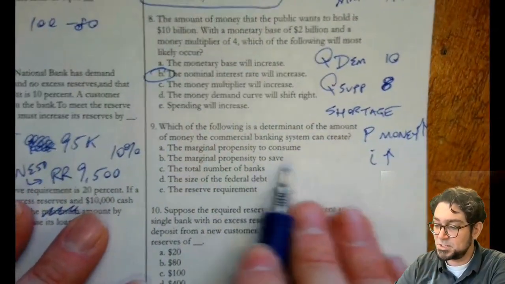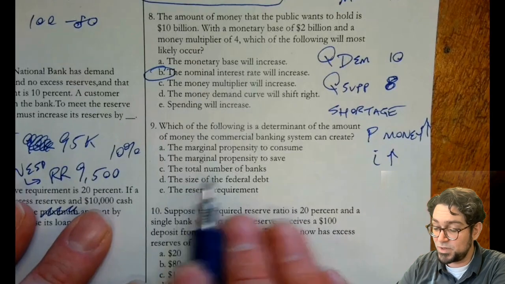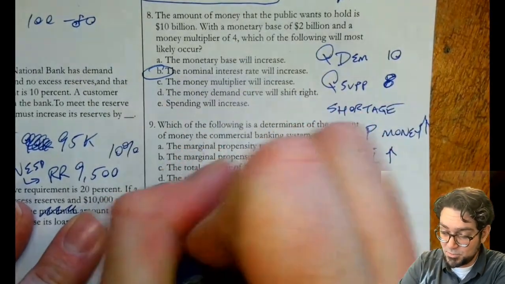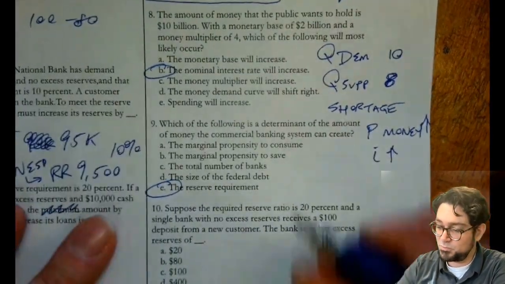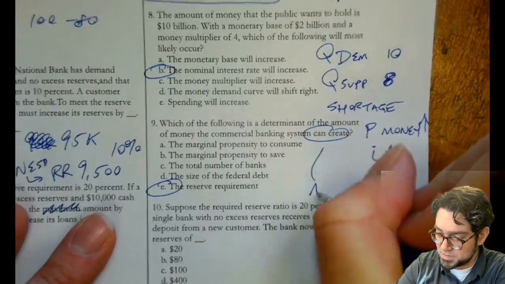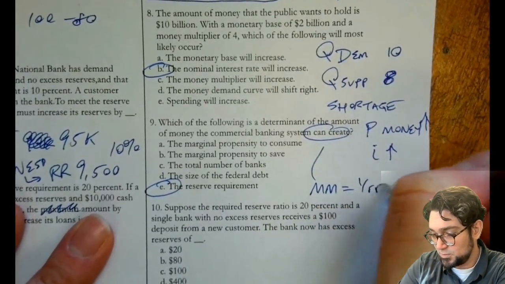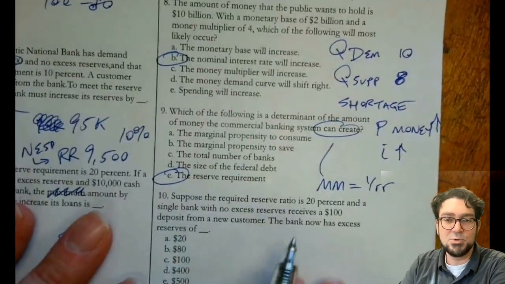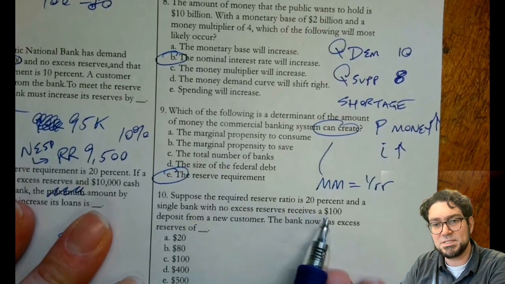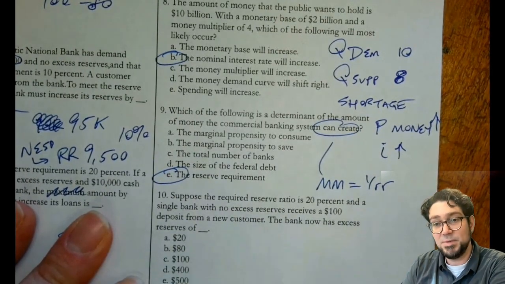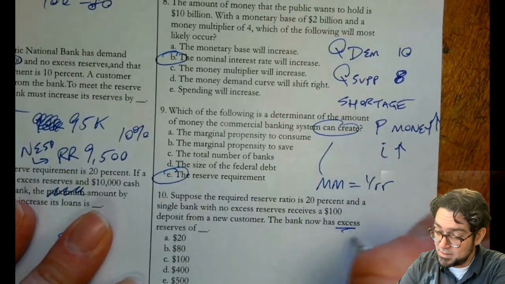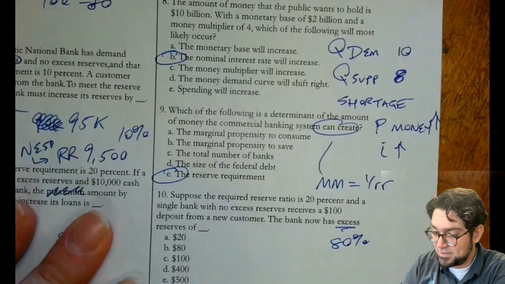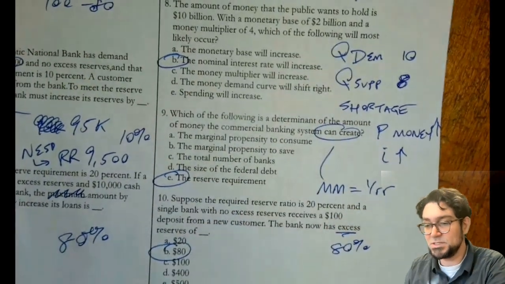Number 9, which of the following is the determinant of the amount of money the commercial banking system can create? That's going to be the reserve requirement, right? That's how much money they could lend. So the money multiplier is what this one is saying. Money multiplier is 1 over the required reserve ratio. Suppose the required reserve ratio is 20%, a single bank with no excess reserves receives a $100 deposit. The bank now has 80% excess, so they have $80 of excess reserves.